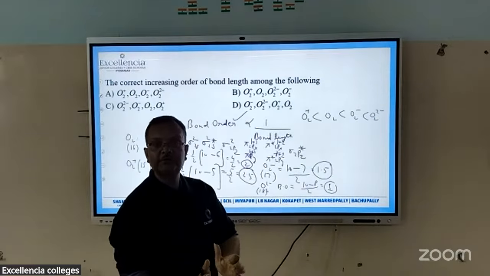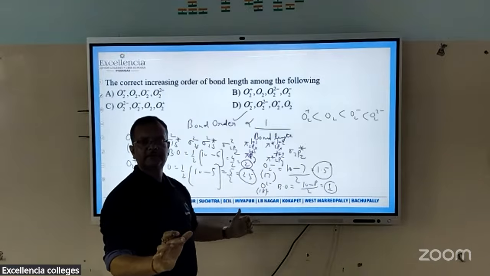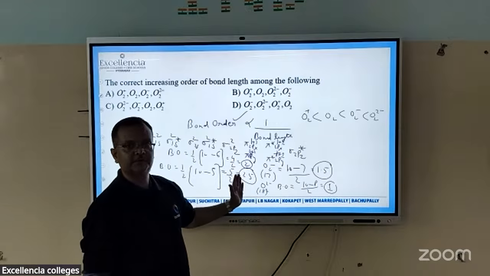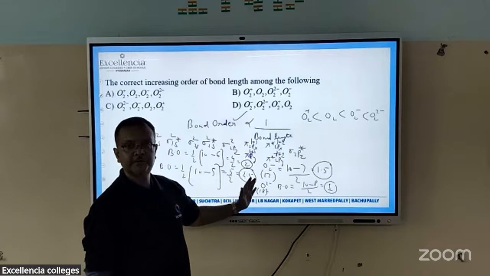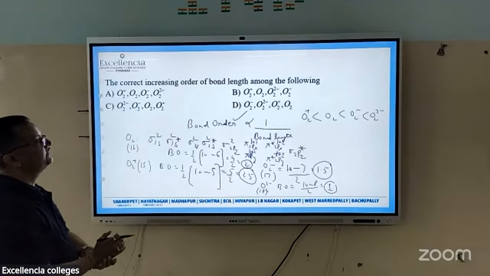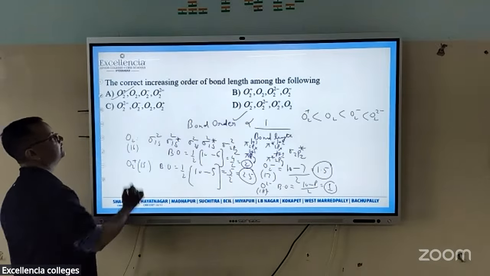So this was a good application of molecular orbital theory. What is the best part of doing it this way? Just write down the configuration, apply electrons properly, find the bond order, and then compare. So this should be done. So you can compare and find this order. Which option is correct? Option A is correct.